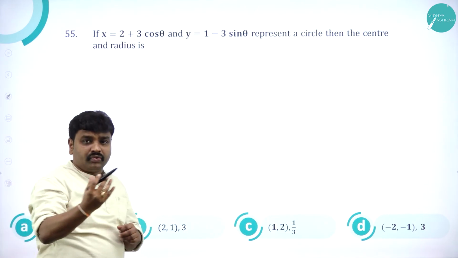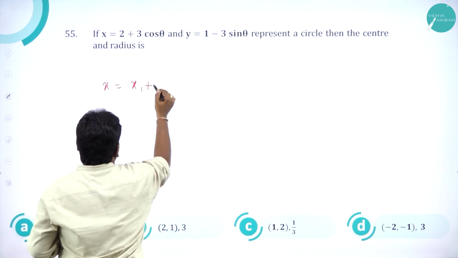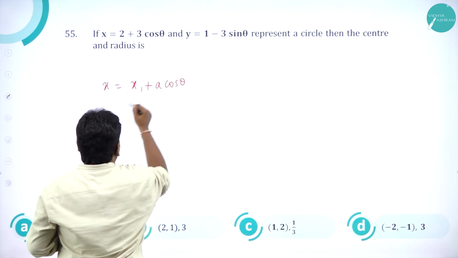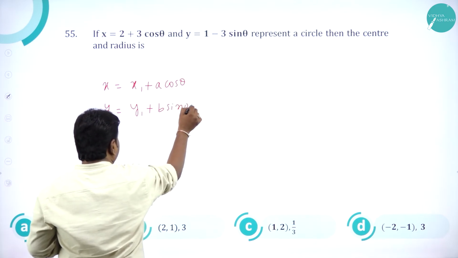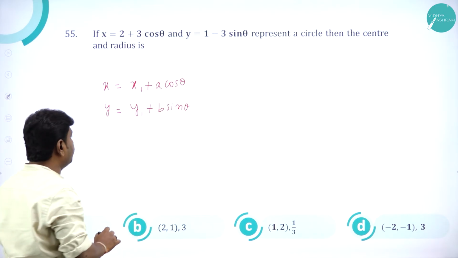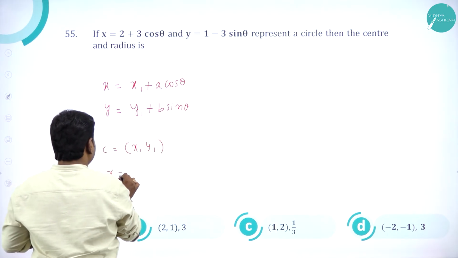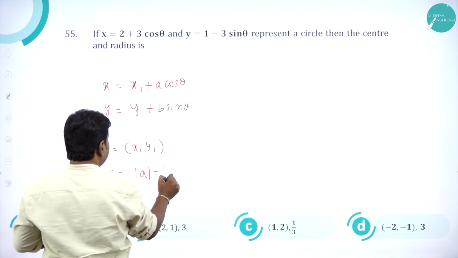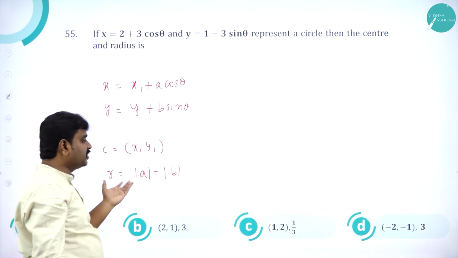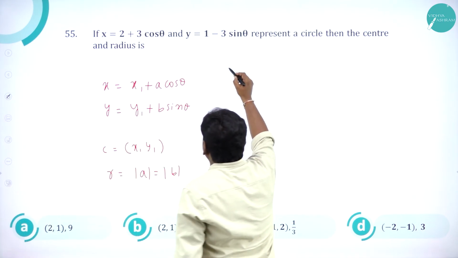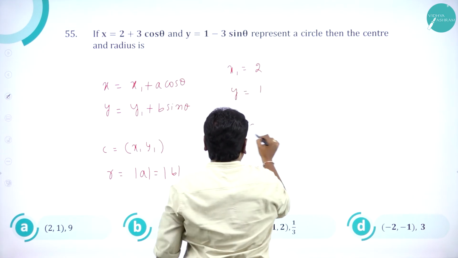Now we'll go with question 55. It is in the form of x is equal to x1 plus a cos theta and y is equal to y1 plus b sin theta. If the problem is in this form, the center is simply x1, y1, and the radius is mod a equal to mod b. So the modulus of a and b should be the same, and that will be the radius. Here, yes, definitely. In the place of x1 I have 2, in the place of y1 I have 1. So the center is 2, 1.